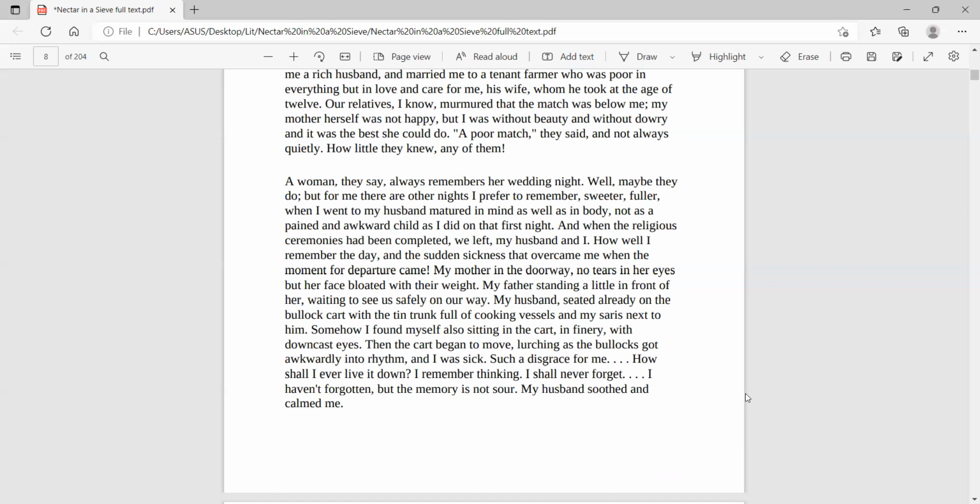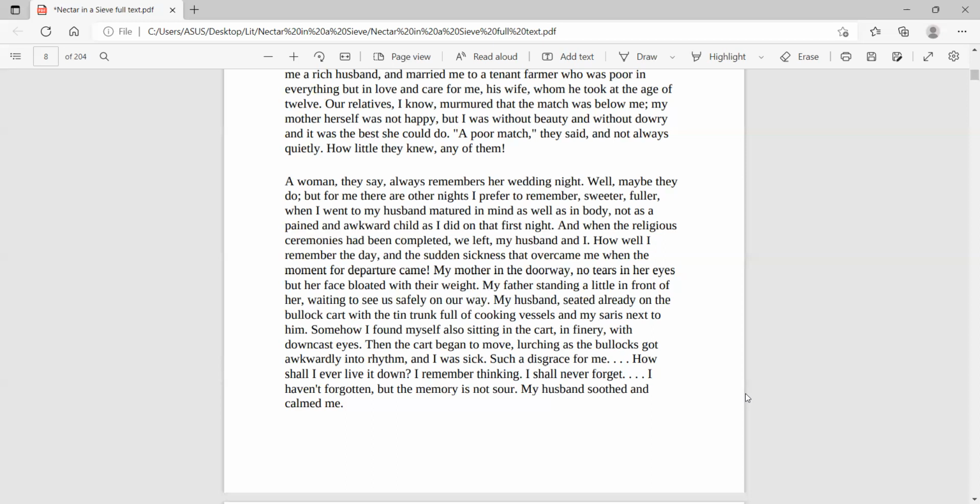So the mother was holding her tears. But her face bloated with their weight shows that the mother has cried before. My father standing a little in front of her, waiting to see us safely on our way. My husband seated already on the bullock cart with the tin truck full of cooking vessels and my saris next to him. Now, the bullock cart is a traditional way of living, and we can also take it from the other side: the protagonist going in a bullock cart shows that the status had declined so much for them to go in a bullock cart.